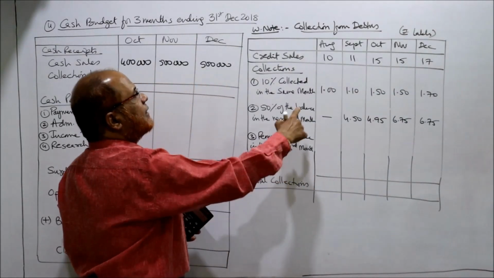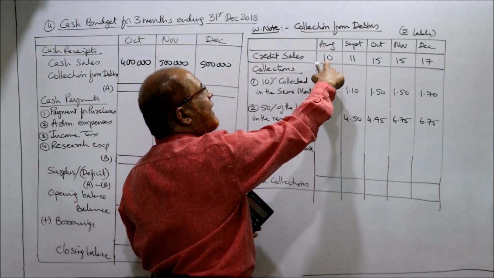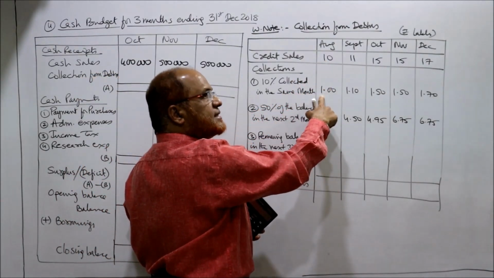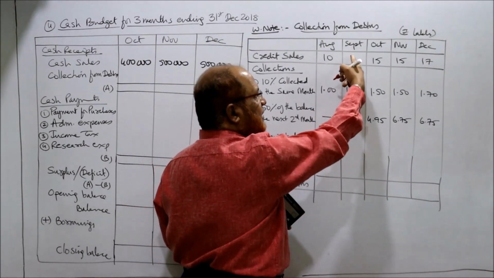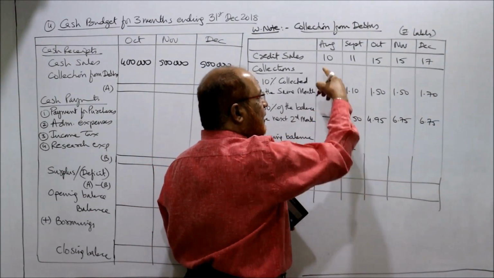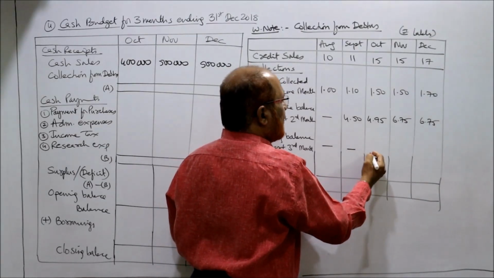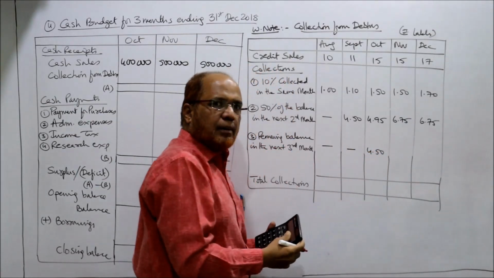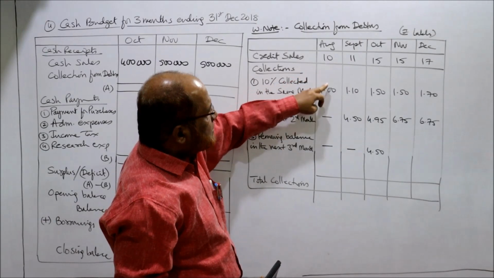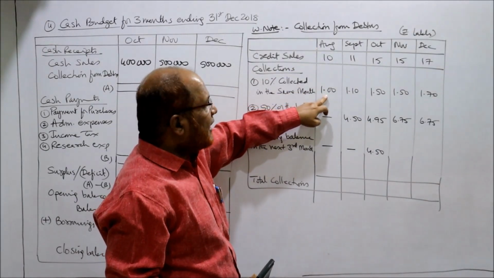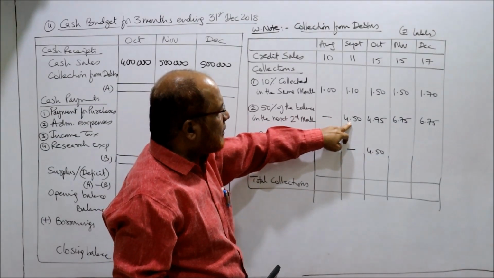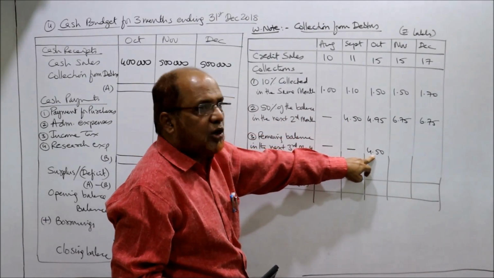Total collections. Now see here. Out of 10 lakh, 1 lakh we have recovered in the same month. Now from the remaining 9 lakh, 4 lakh 50,000 we have recovered in September. Remaining 4 lakh 50,000 will be recovered in October. Now it is balanced. Out of these 10 lakh rupees, 1 lakh rupees came in August. Now the remaining 9 lakh: 4.5 in September, remaining 4.5 in October.